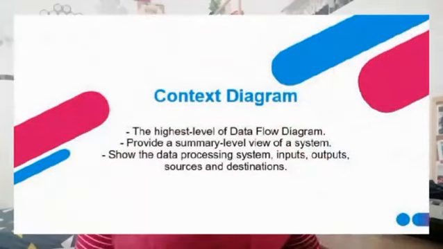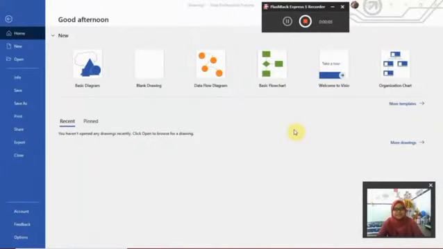A context diagram is the highest level of DFD. It provides a summary level view of a system. It shows the data processing system, its inputs and outputs, and also their sources and destinations. Firstly, we should choose the DFD template.